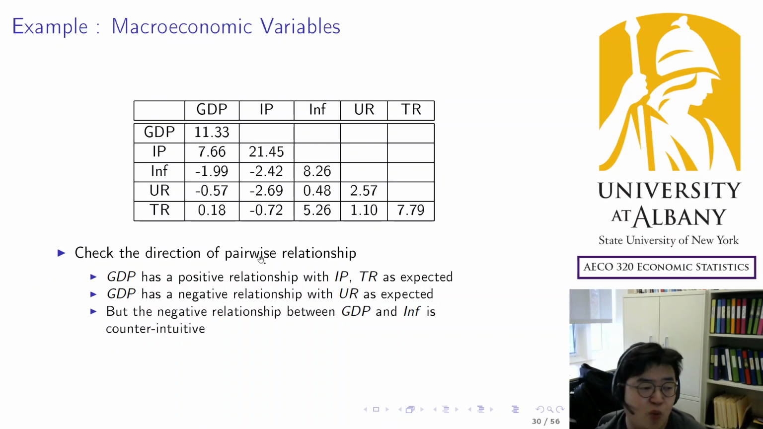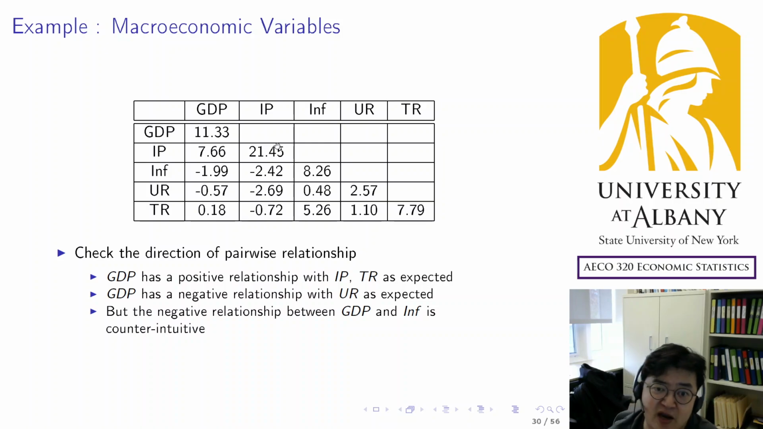Among them, usually we expect that when GDP growth rate is high, it is natural to have high industrial production and high treasury bill interest rate, but low unemployment rate. They are okay. But the problem is, why do we have a negative relationship with inflation rate?